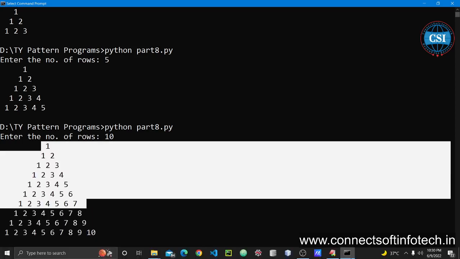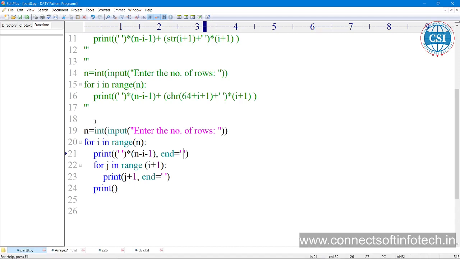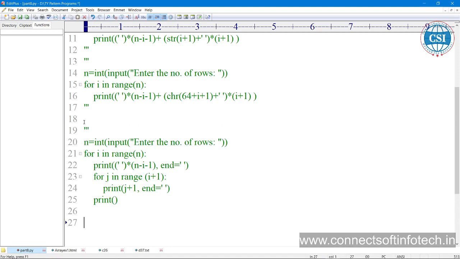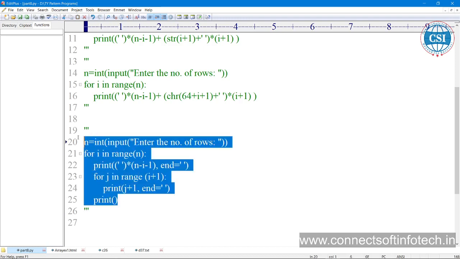Next pattern. What is the next? Now I want to print this pyramid pattern with alphabets instead of digits. What to do here? Nothing, same thing. Our code is ready.